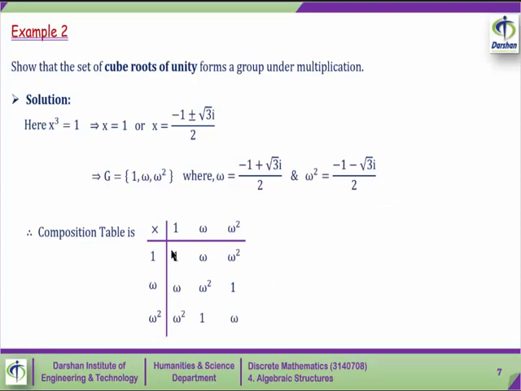Now omega square into 1 is omega square. Now omega square into omega is omega cube, which is 1. Now omega square into omega square is omega raised to 4, which is omega cube into omega, but omega cube is 1 so it remains omega. So this is the composition table.